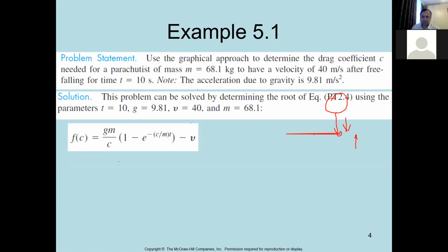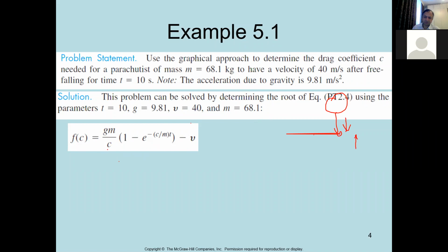So this problem can be solved by determining the root of this equation using the parameter t equal to 10, that is 10 seconds. That means after falling for 10 seconds, the velocity has to be 40 meters per second. But then what should be the value of the drag coefficient? For that equilibrium case, the value of this drag coefficient should be found from this equation.